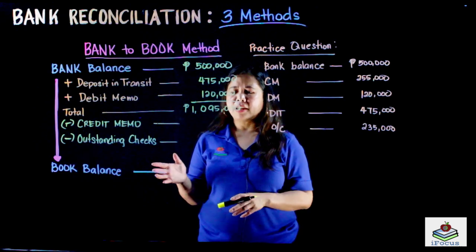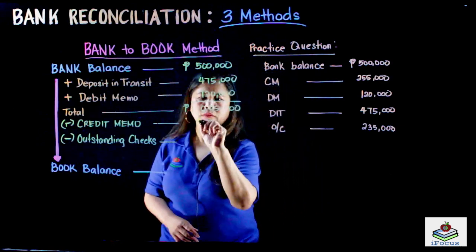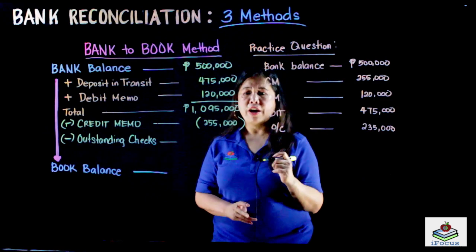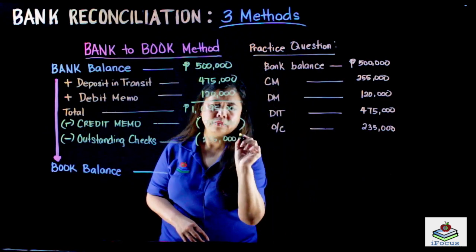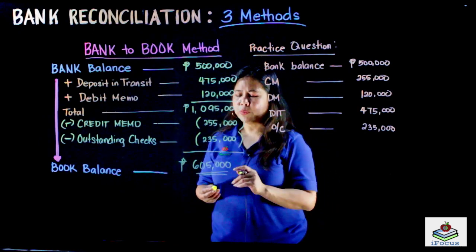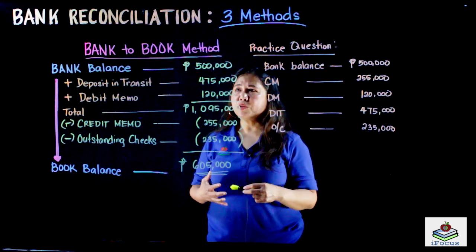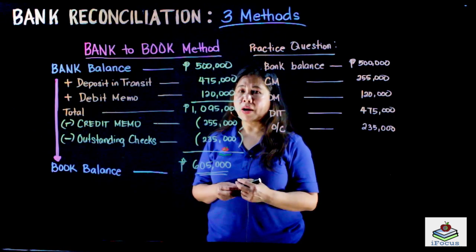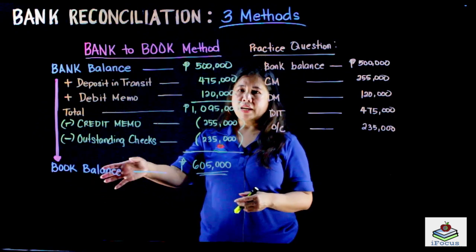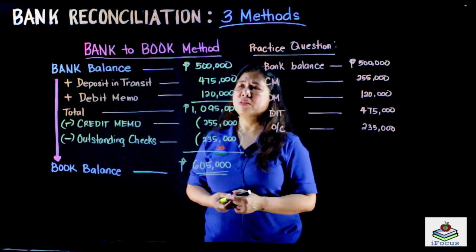Then ima-minus natin ang ating credit memo. The credit memo is 255,000. And the outstanding checks is 235,000. We come up with the book balance of 605,000. So, on this bank-to-book balance, gagamitin mo ito kapag requirement sa problem mo is the book balance. Yan ang hinahanap natin. Kapag yan ang hinahanap natin, pwede mong gamitin ang bank-to-book balance.